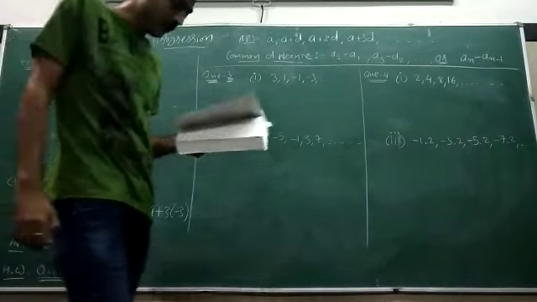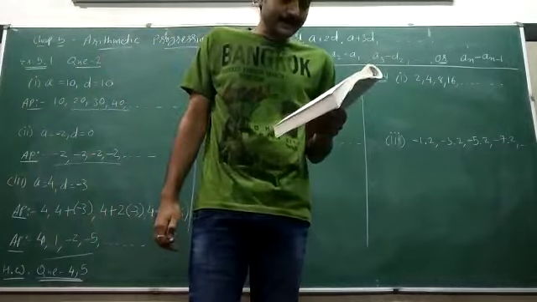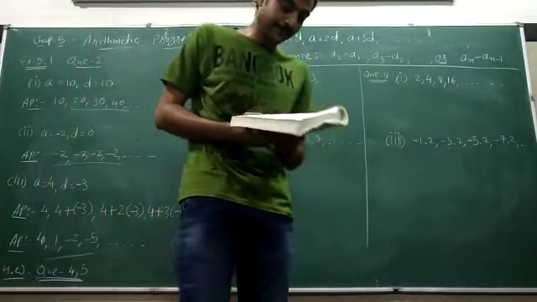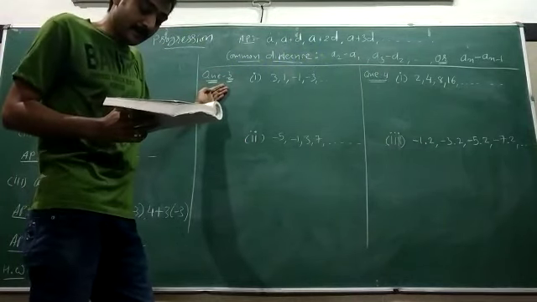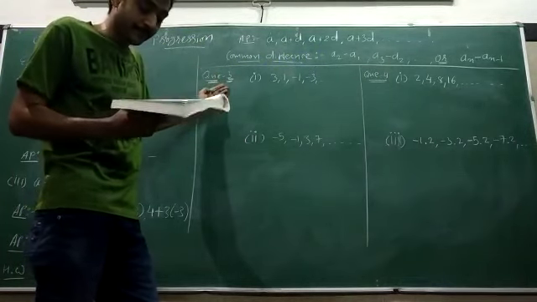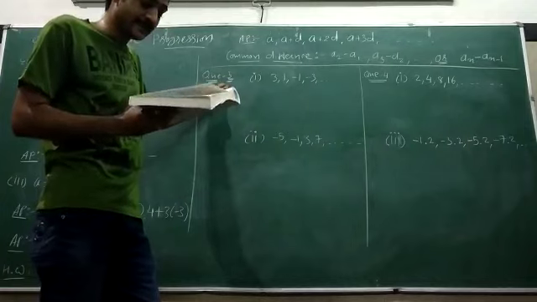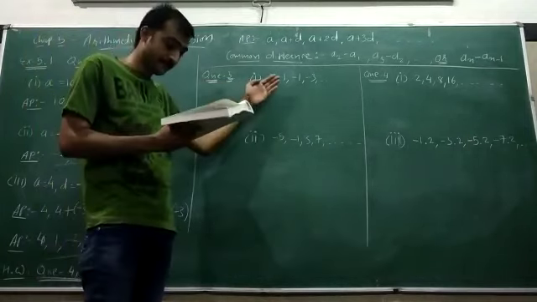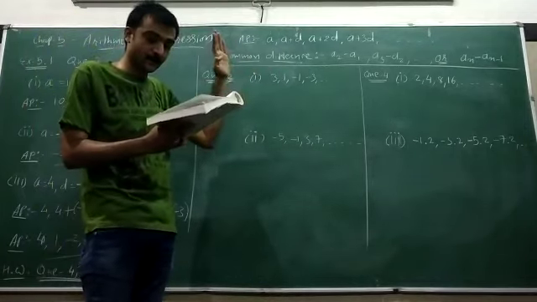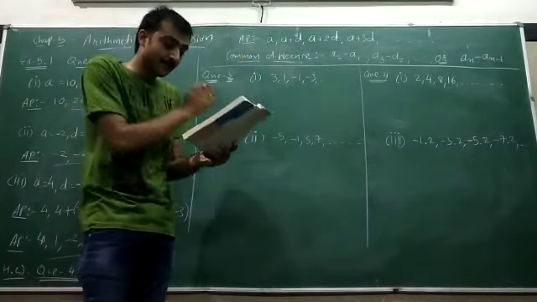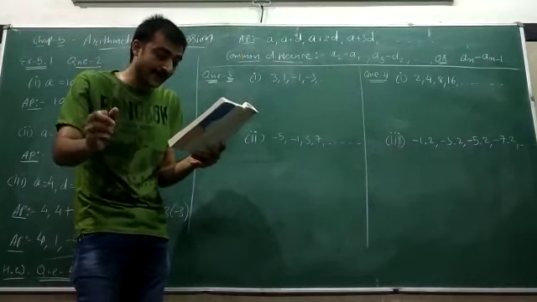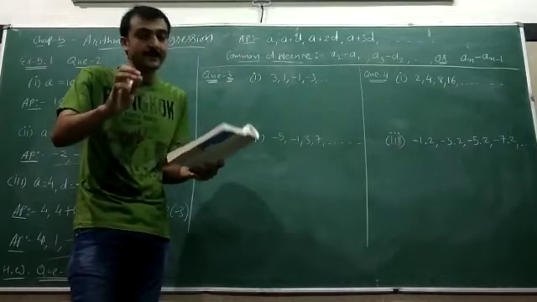Okay, now let's see question number 3. Check your textbook. Question number 3 says, for the following APs, so there are a total of 4 questions in which the APs are given. In those questions, we have to write the first term and the common difference.